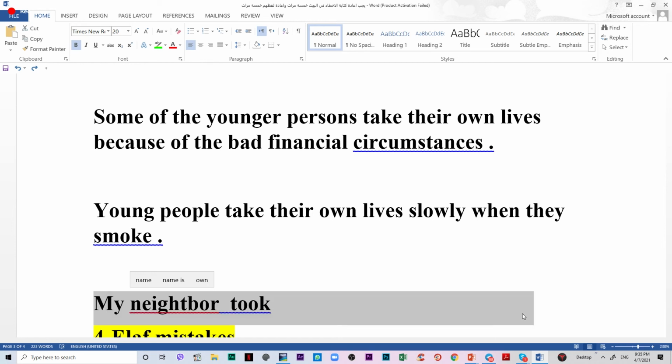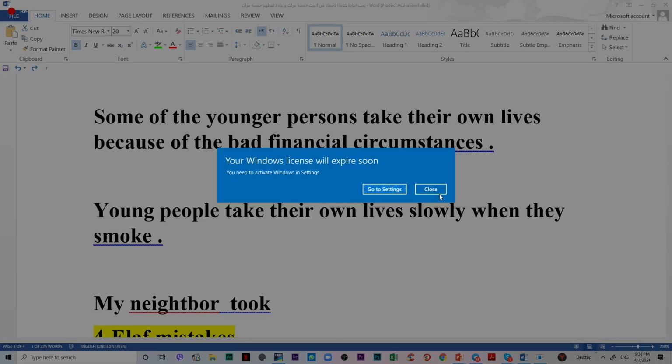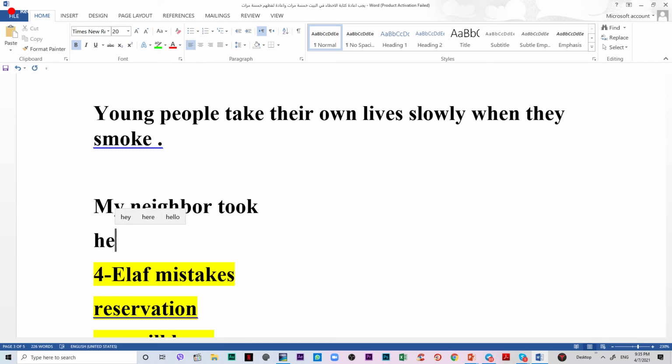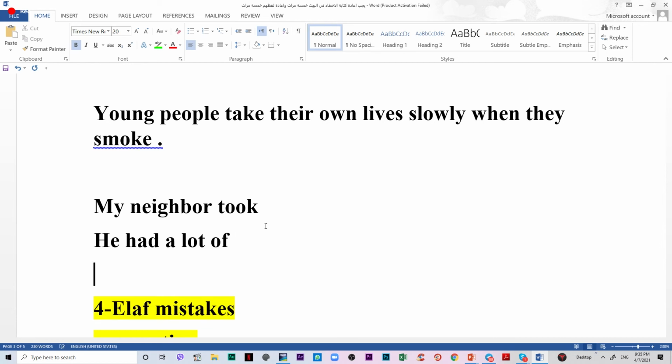By his gun, because he had a lot of problems in his life. He had, he had faced a lot of problems. Okay, thank you very much.